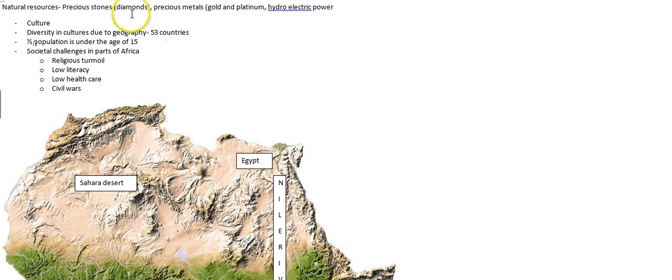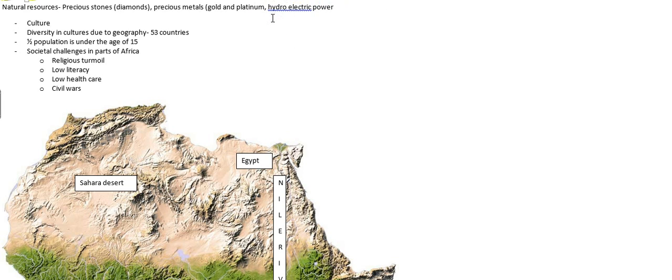And lastly, moving on to some of the natural resources that Africa is known for. Precious stones such as diamonds, and a good reference to that would be the movie Blood Diamond, in which they discuss the many wars and civil wars and a lot of illegal activity that goes on because of these diamonds, and also precious metals such as gold and platinum.